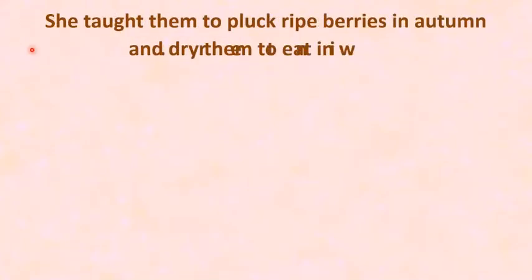Now, she taught them to pluck ripe berries in autumn. Before, the people used to take only wild berries, whatever berries were available at that time. But now the old lady taught them to pluck ripe berries in season. She told them to pluck ripe berries in the autumn season and dry them to eat in winter.